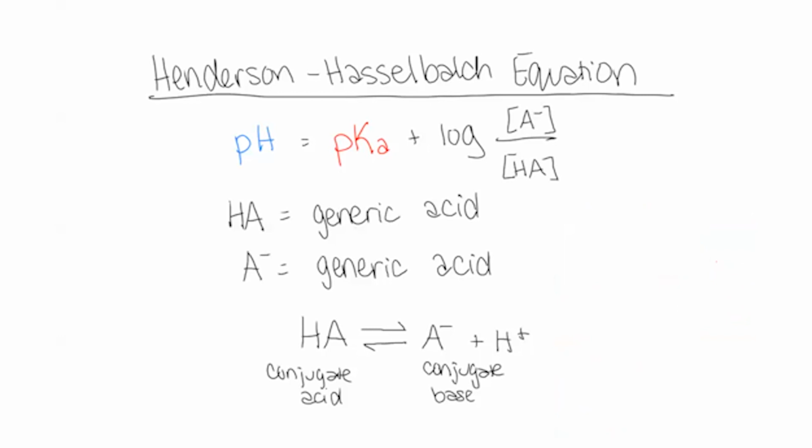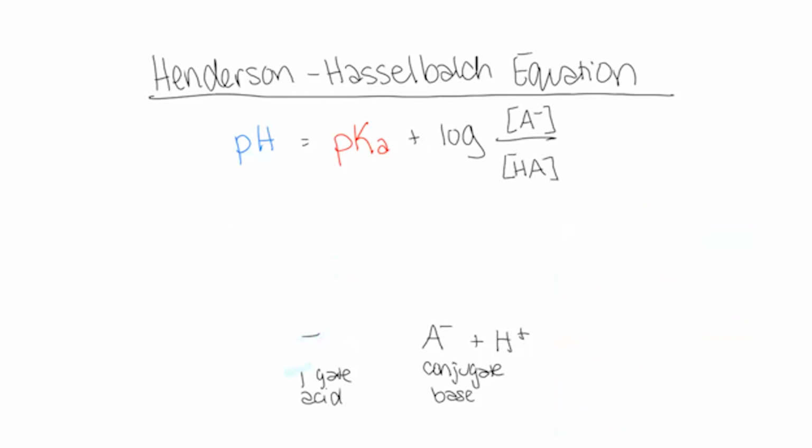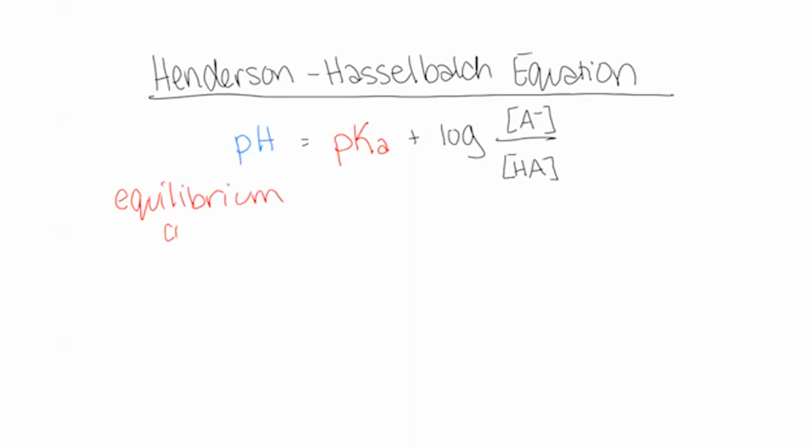So what is our goal? Our goal is to get to this equation, and we want to get to this equation by starting with just this equilibrium between our conjugate acid and our conjugate base. So we can write this in different words. When we have an equilibrium like that, no matter what type of equilibrium, we can write a constant called an equilibrium constant, abbreviated Keq.